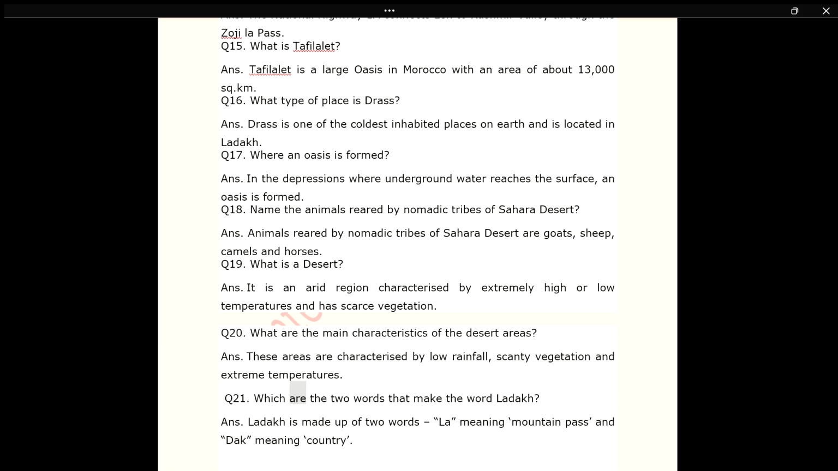Q21. Which are the two words that make the word Ladakh? Ans. Ladakh is made up of two words, La, meaning mountain pass, and Dak, meaning country.